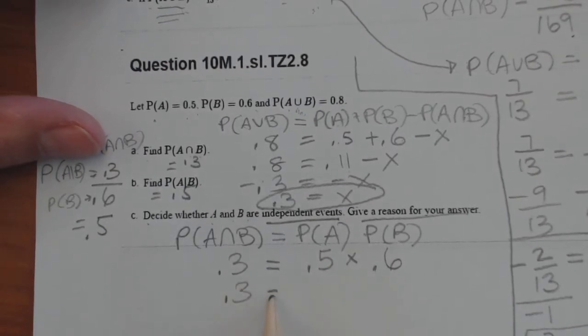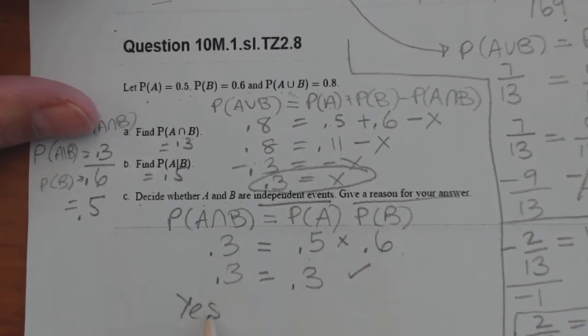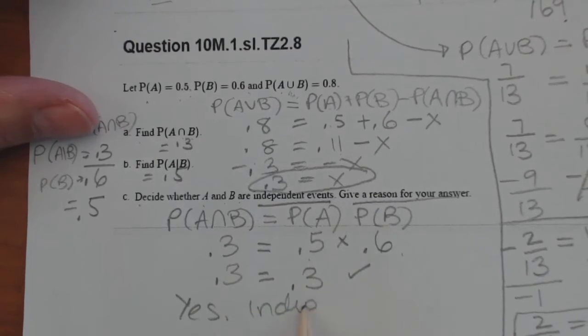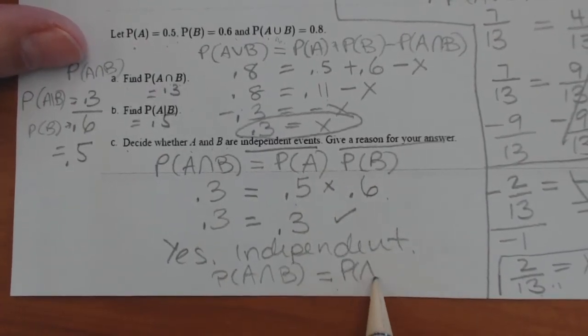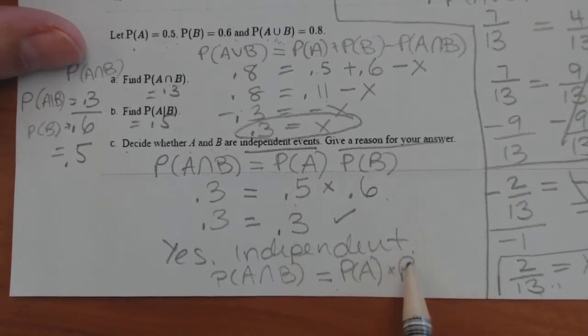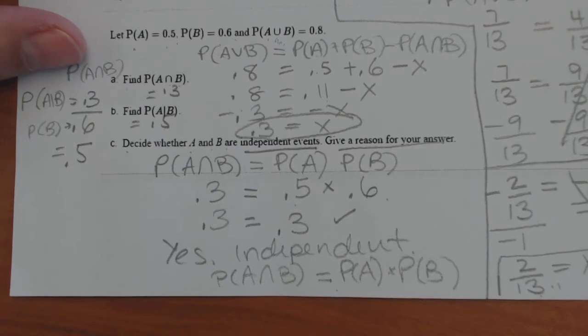So let's see. Does 0.3 equal 0.5 times 0.6? 0.3. Yes, it does. So they're independent, because the probability of A and B equals the probability of A times the probability of B. And you're done.